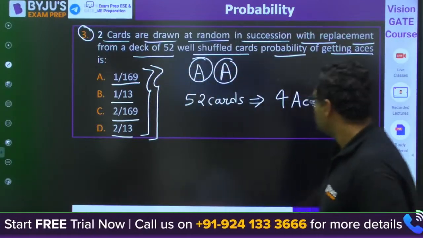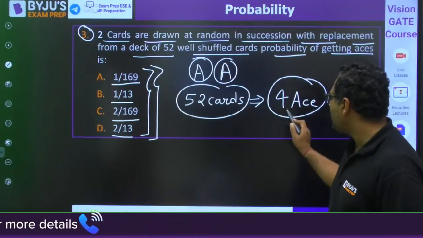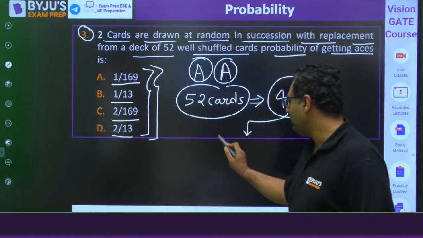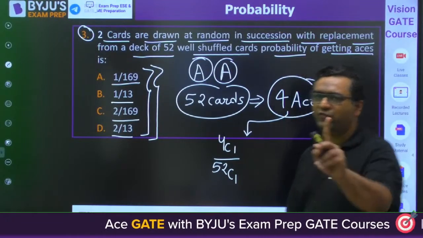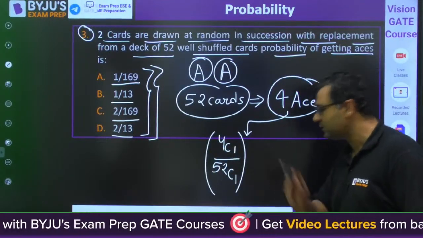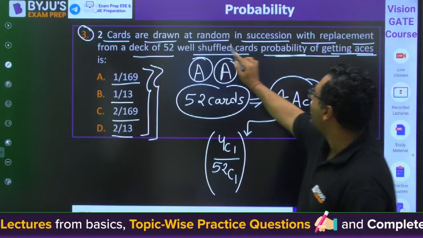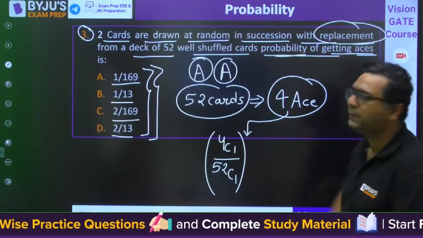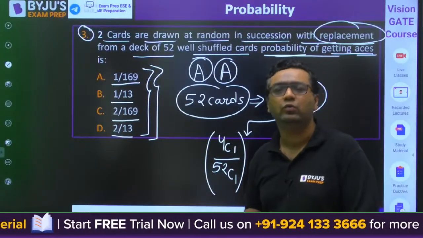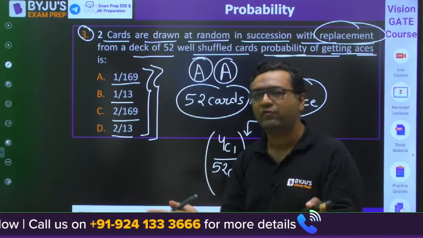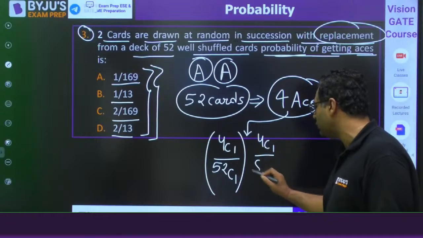Everybody knows that. So if we have 4 aces total out of 52 cards, if the first card I am taking from these 4, it will be 4C1 by 52C1. I got the first ace. This is the probability of getting the first ace. After that, he is saying to find the probability of getting aces with replacement. Means whatever ace I got, I am keeping it back into the pack of 52. So once again I have 52 cards, and once again the probability of getting the ace is the same, 4C1 by 52C1.